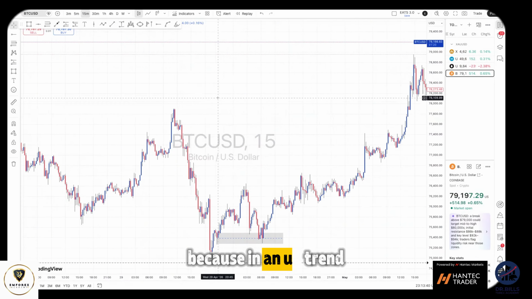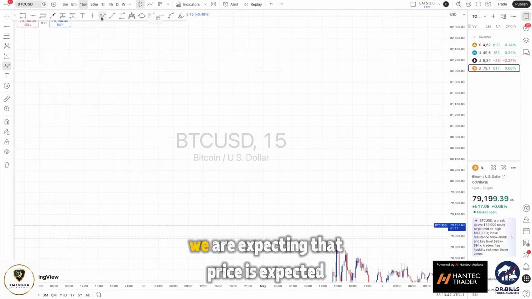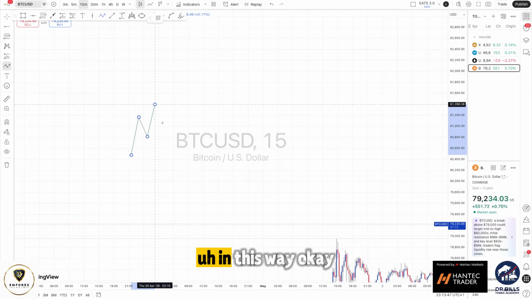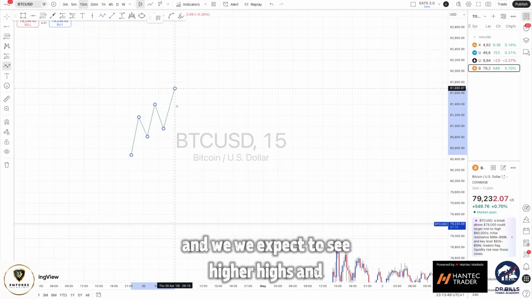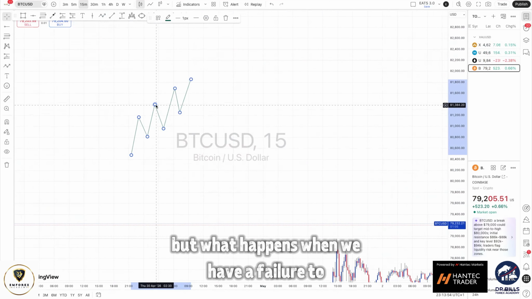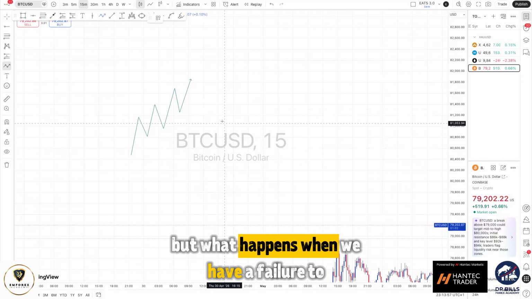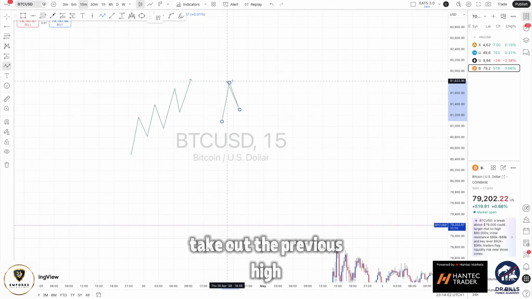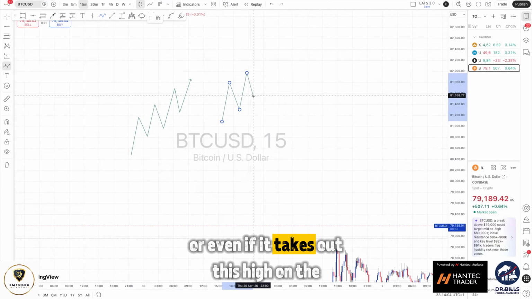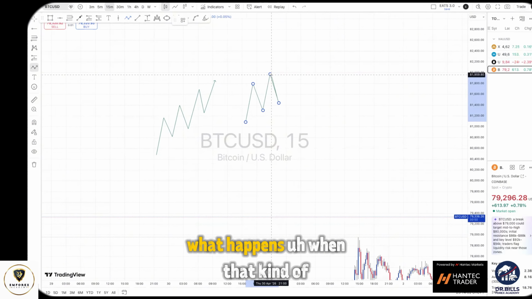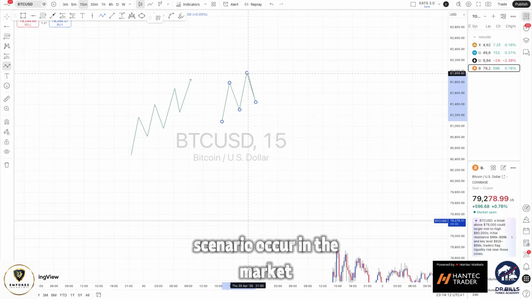Because in an uptrend, price is expected to continue pushing up in this way, and we expect to see higher highs and higher lows. But what happens when we have a failure to swing? What happens when we fail to see price take out the previous high, or even if it takes out this high, on the next high it fails to take it out? What happens when that kind of scenario occurs in the market?